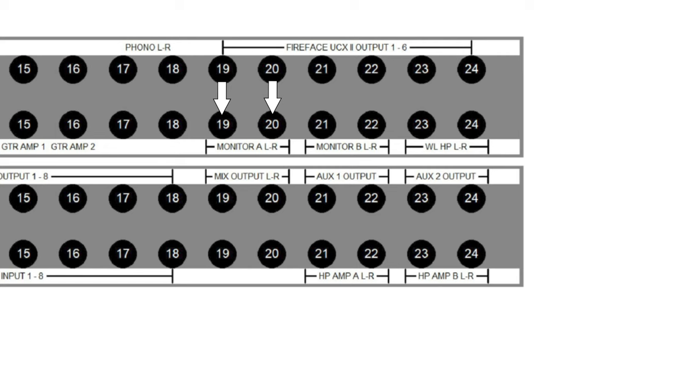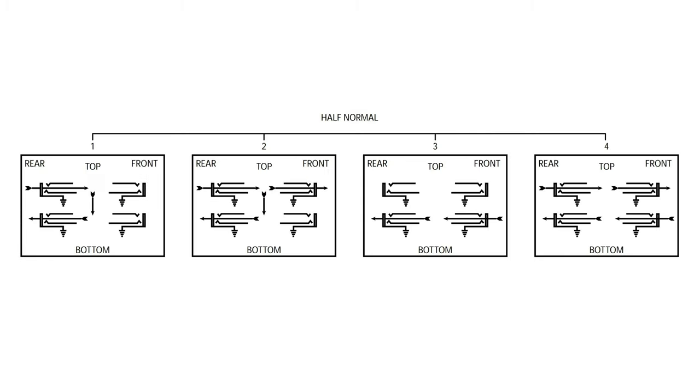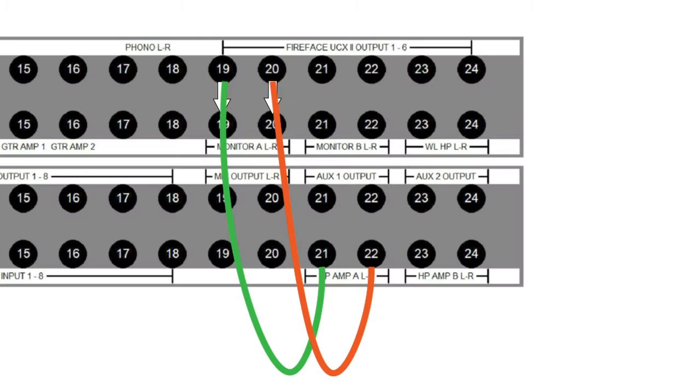Half normal jacks also provide a way to split a signal. Let's say I want to send my interface output to the input of my monitors while also sending that same output to a pair of headphones. I just patch the output of my interface to the input of my headphone amplifier, and the signal flows down to the speakers because nothing is connected to the bottom jack. Remember, in half normal mode, the connection is only broken when there's a plug in the bottom jack. So now that signal is going to both the monitors and the headphone amplifier.